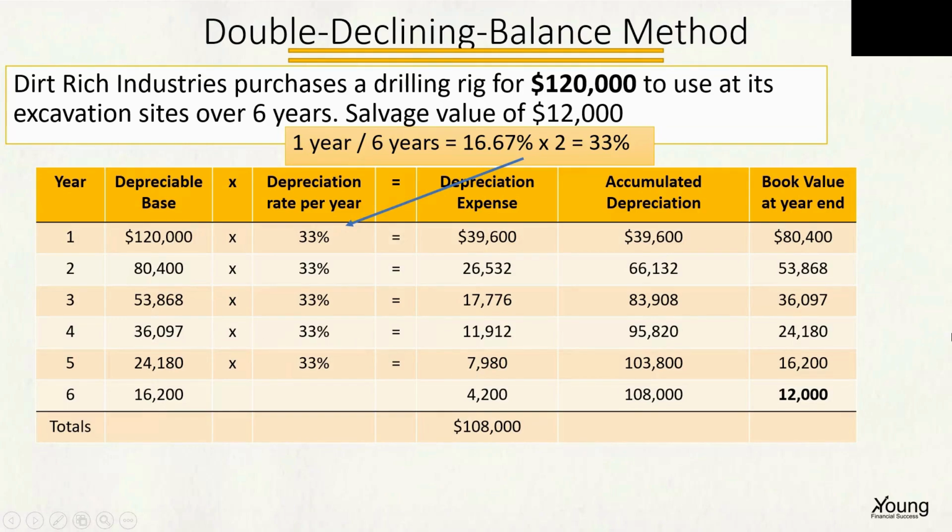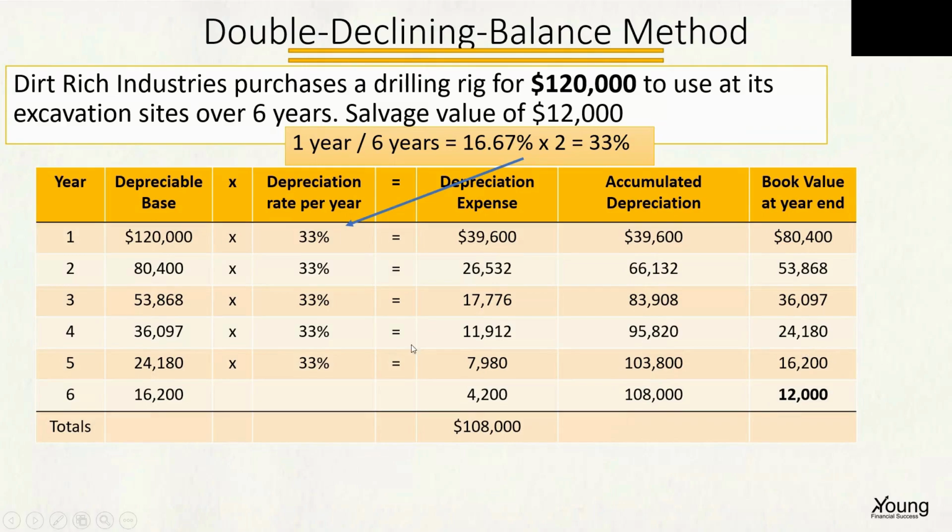Now let me point out what we're doing on year 6. So we finished year 5 with a book value of $16,200. We had a $120,000 cost to the asset minus year 5's total accumulated depreciation of $103,800. That leaves us with a book value of $16,200. Well, see, in this one, we were not taking the salvage value into account when we started, but we want to make sure we still end with the salvage value. We want to make sure we still only depreciate the $108,000 that was our total depreciable amount.